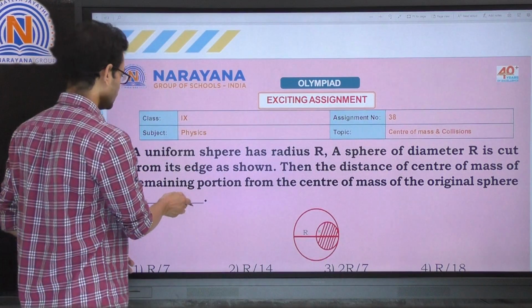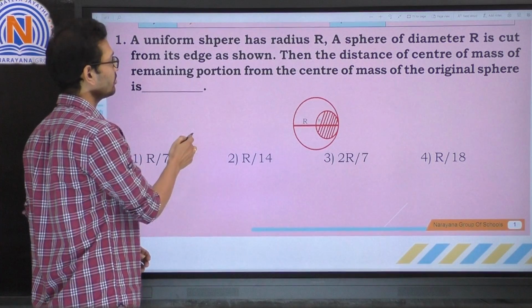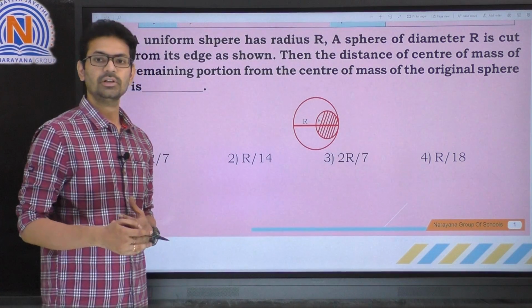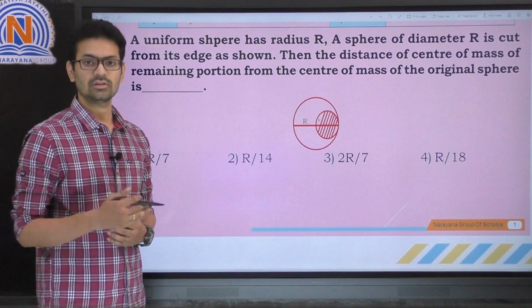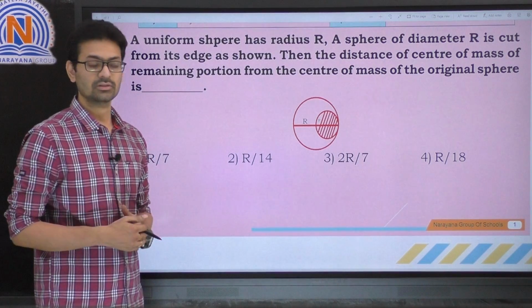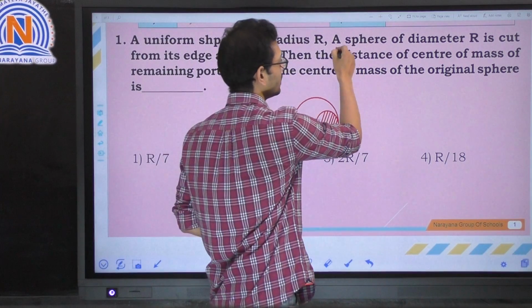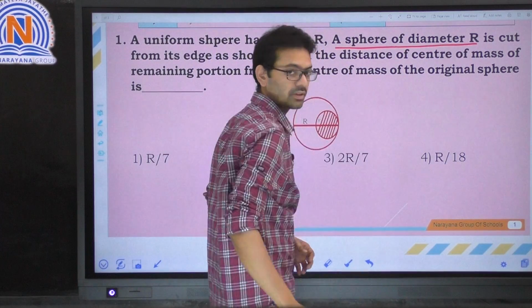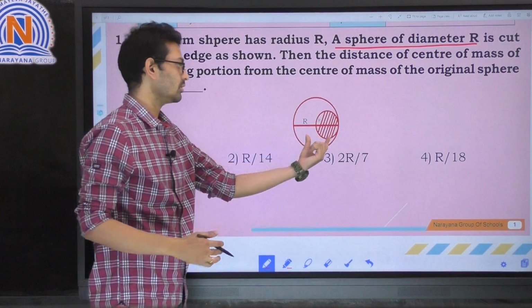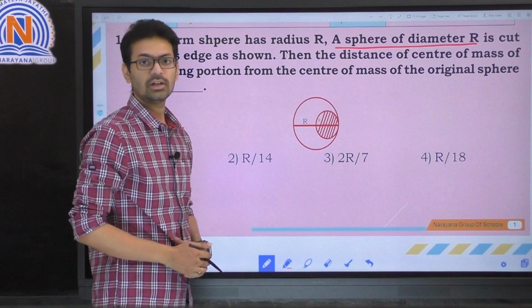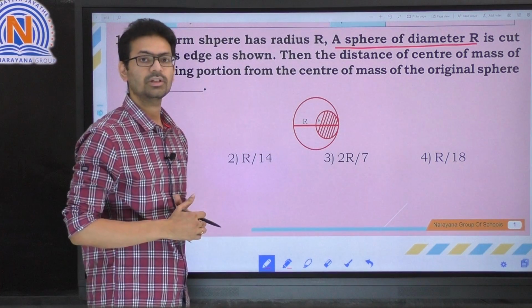The first question in your assignment is: a uniform sphere of radius r, a sphere of diameter r. So what you have to understand is that a sphere of diameter r is very important. That means the smaller sphere's diameter is going to be r. If the smaller sphere's diameter is r, that means the radius of that smaller sphere is going to be r by 2.